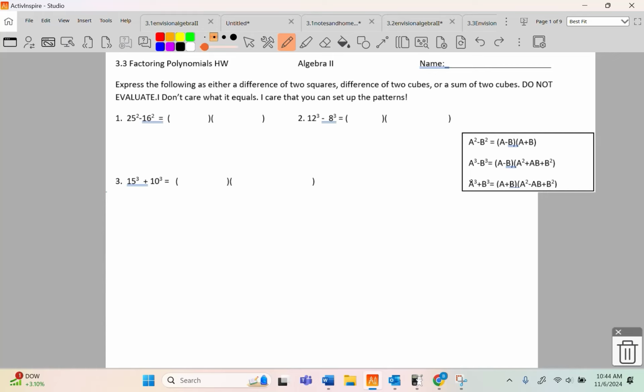All right, so this is one of my favorite things, which means you'll hate it. If you're willing to memorize and you have some number sense, it's pretty easy. But you have to memorize. You've got to memorize these patterns.